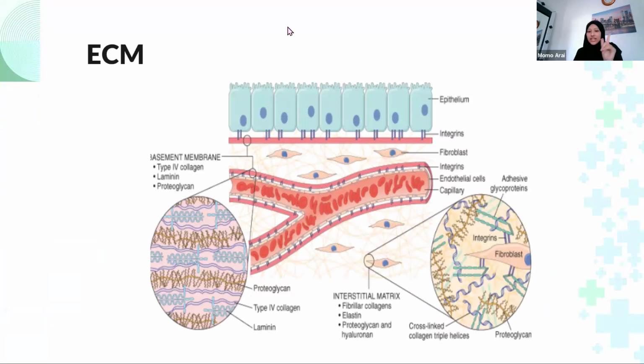Which cells make it? We said for the interstitial matrix, fibroblasts make it because fibroblasts are the constituents of the interstitial matrix. What makes the basement membrane, which is between the cells and the spaces, are both of them. What I mean is they're made by the cells above, the epithelial cells, and by the cells below them, the mesenchymal cells or fibroblasts and so on.